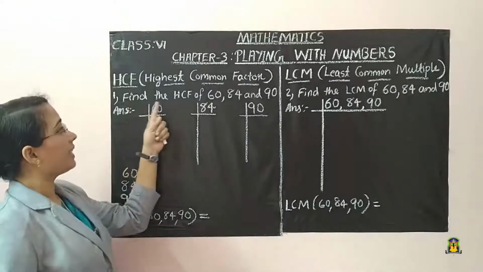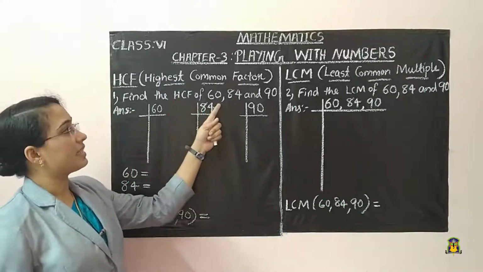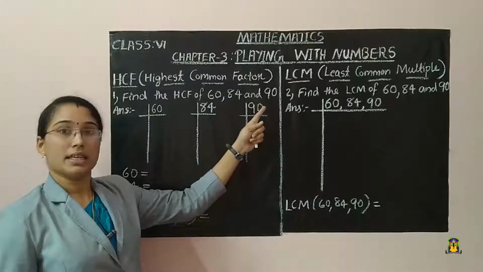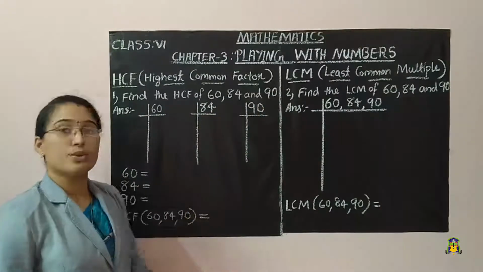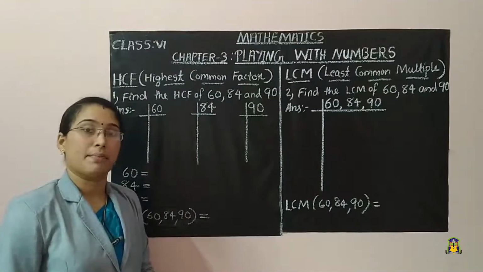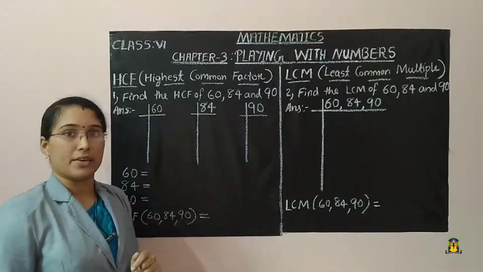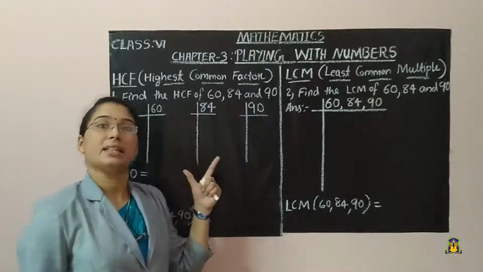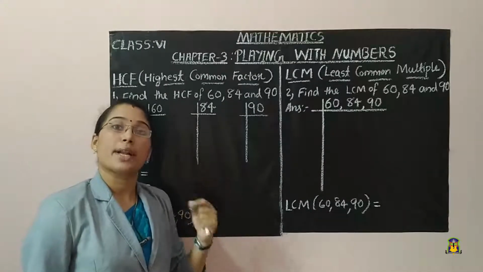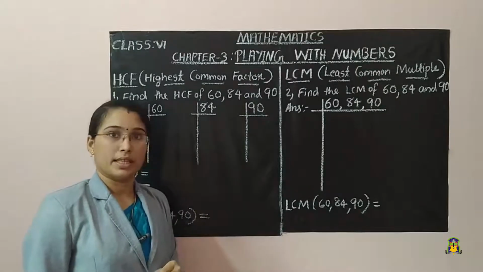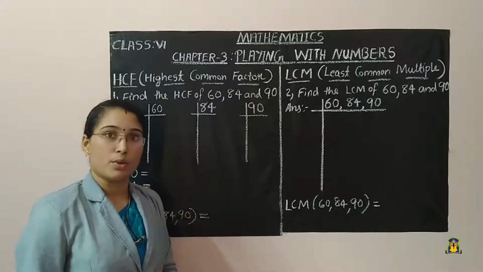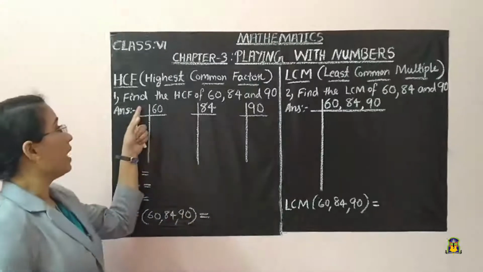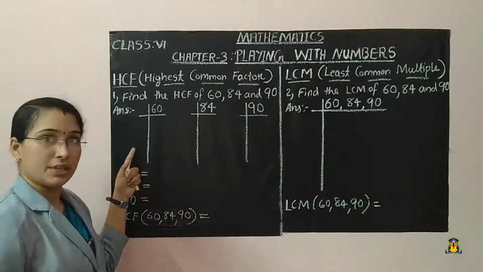First question, find the HCF of 60, 84 and 90. Here we are using the prime factorization method for finding HCF. In the prime factorization method, we write the given number as the product of prime numbers. Here we are not taking any composite number, only prime numbers for division.